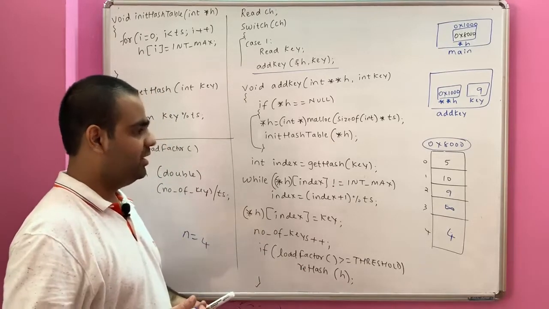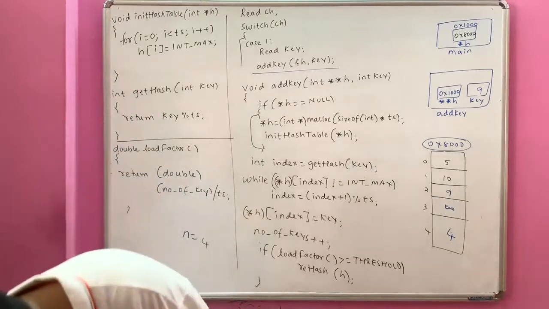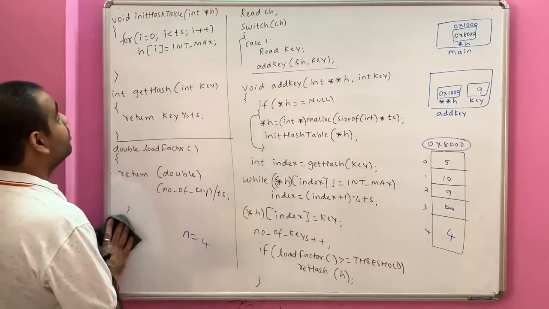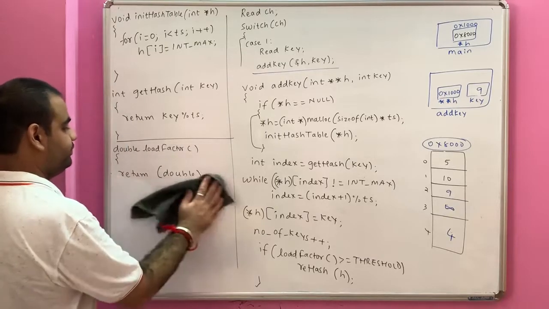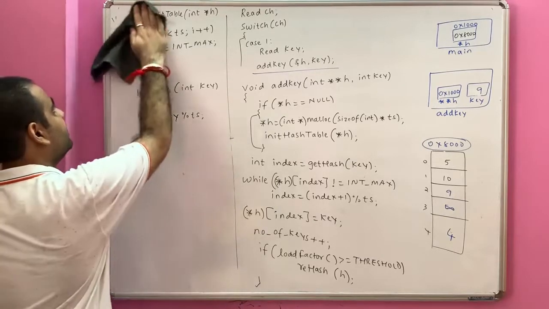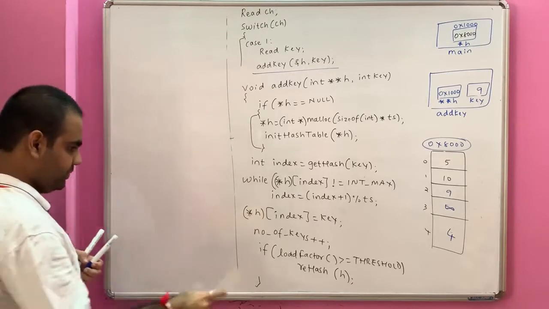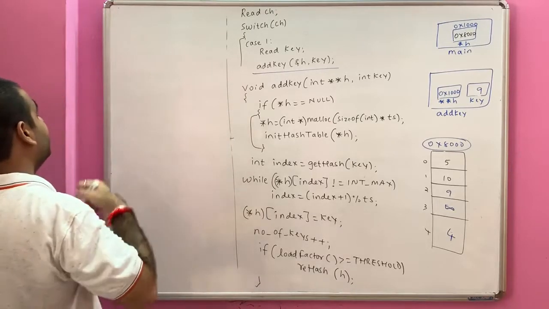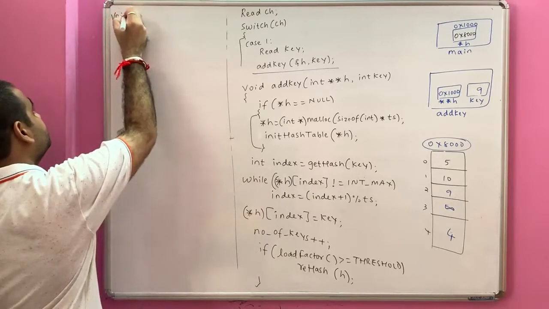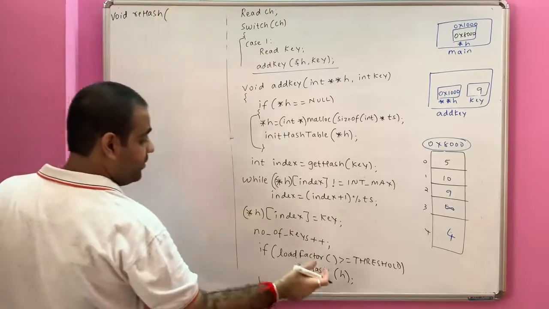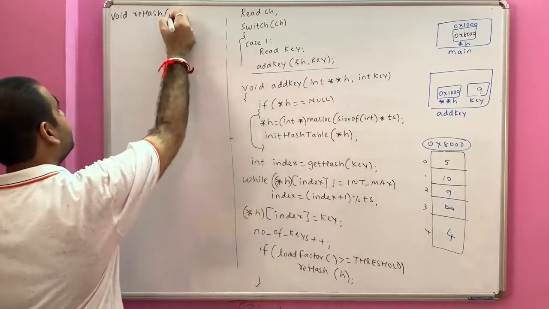Now let us see how do we write the rehash function. That's very interesting. Please pause the video and make a note of it. Okay. Now let us see how do we rehash. It's very simple. The return type of the rehash is void. What is the function name? Rehash. What is the first parameter? H. H is of what type? Int star h.